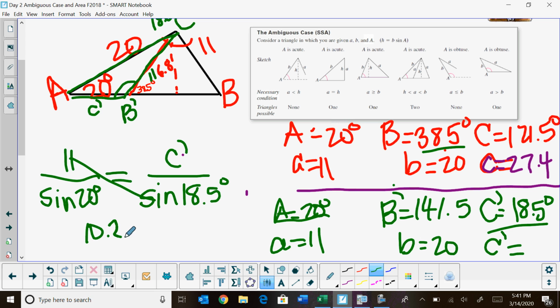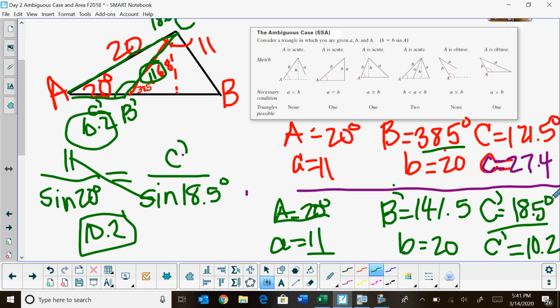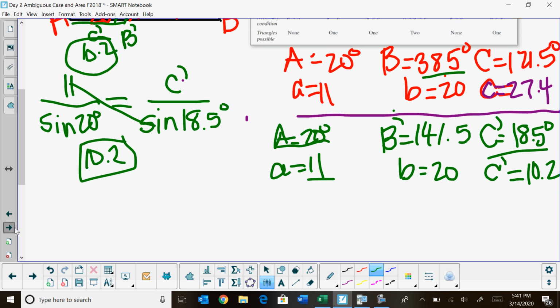10.2. So let's see if that makes sense. Is it smaller than A? Yes, it is. A is 11 and C prime is 10.2. So it is the smallest side, and it's just slightly smaller than A, but that makes sense because angle C is only slightly smaller than angle A. So that's how you do the ambiguous case when you have two possible scenarios.